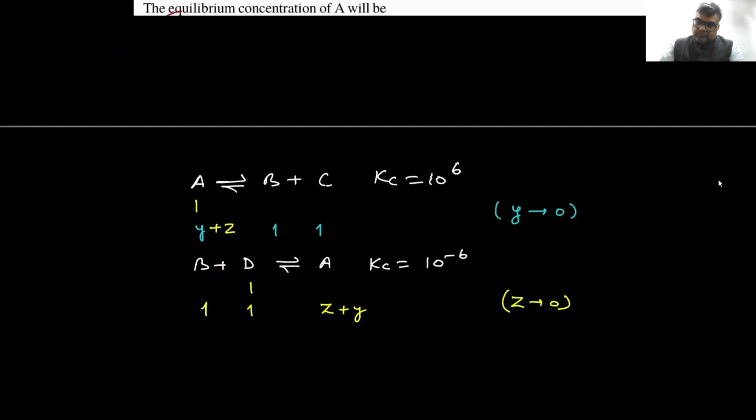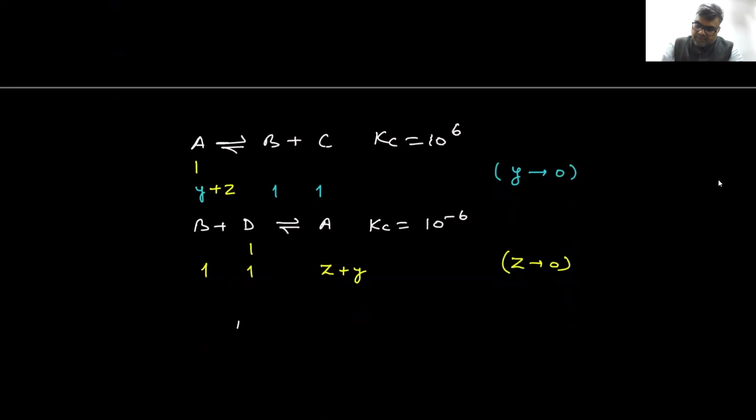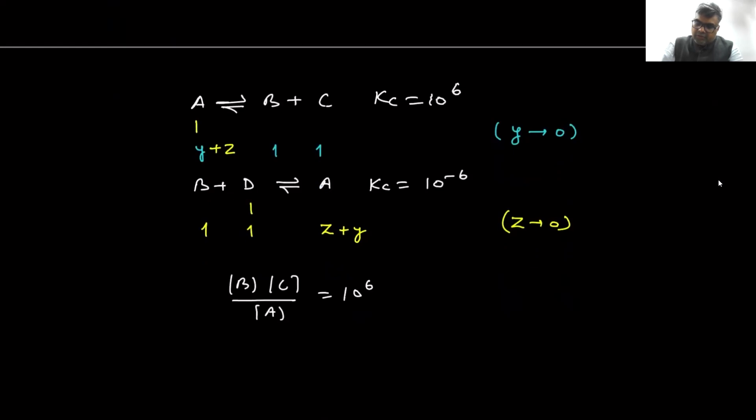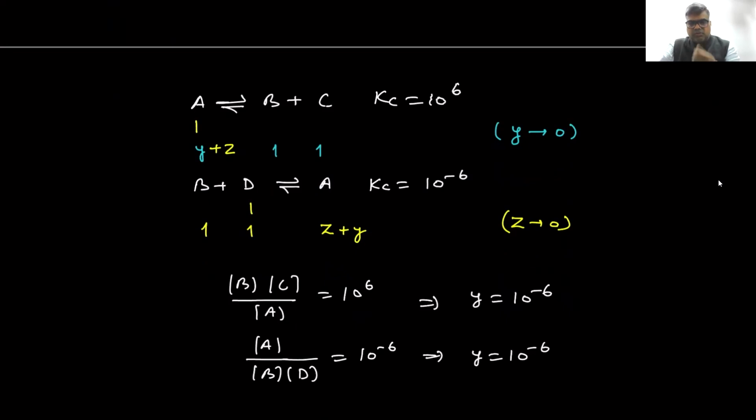So for the first equilibrium, it will be active mass of B into C by A is equal to 10 to the power 6. While for the second equilibrium, it is active mass of A into B by D is equal to 10 power minus 6. So if I consider the concentration of A as y, then y will come out to be 10 to the power minus 6 from the first expression also. And the similar value is satisfied in the second expression also.